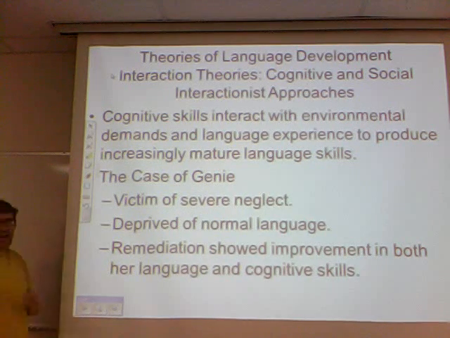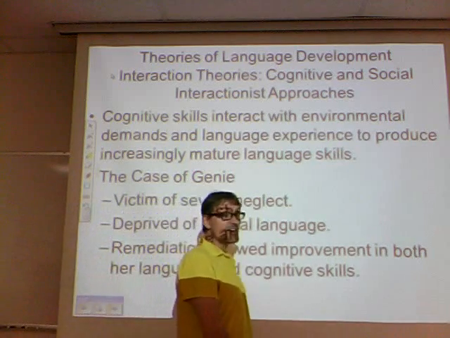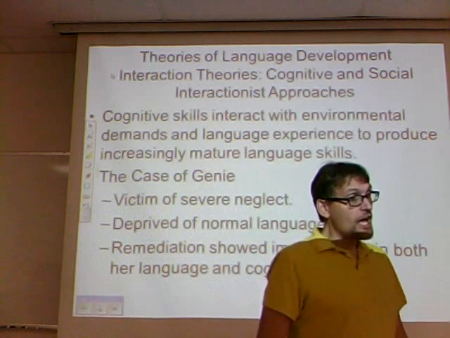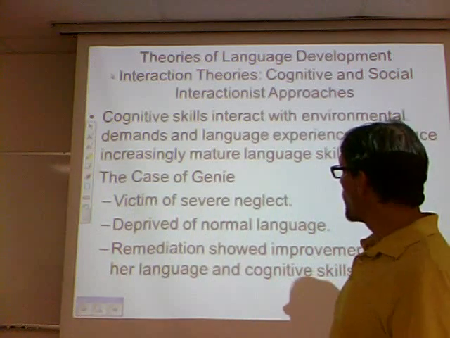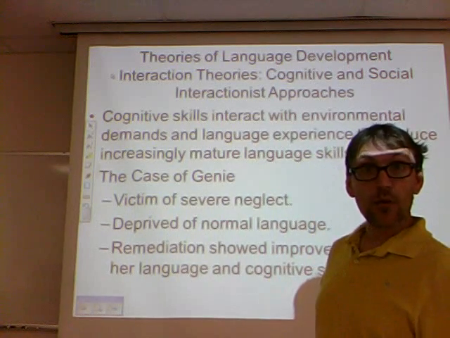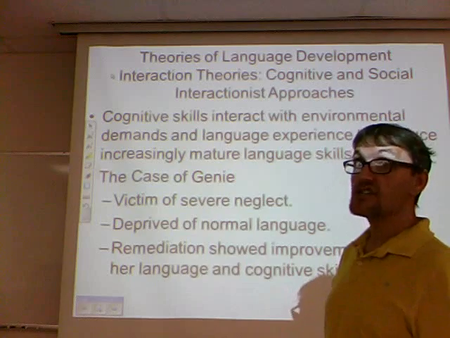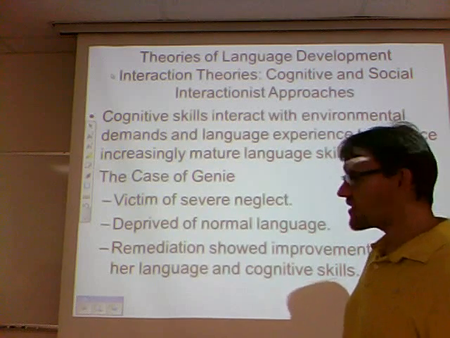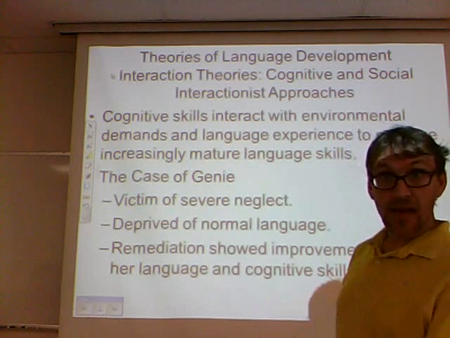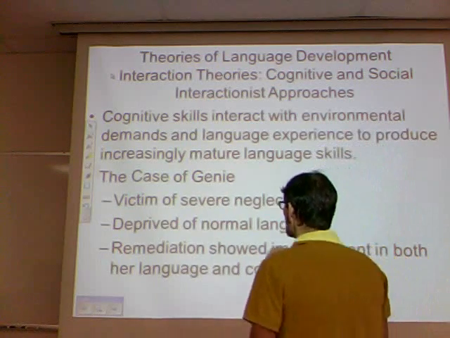Jeannie was a very sad case, by the way, a very sad girl. We do not know what happened to Jeannie. We just know that she was born to some really terrible parents, in particular a terrible father and a mother that did not have the backbone to stand up to the father.